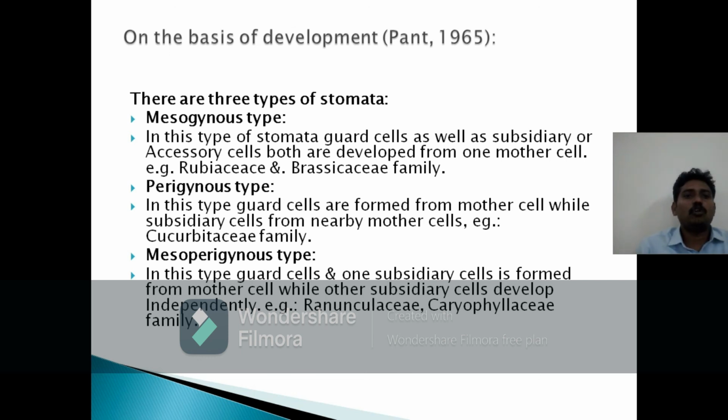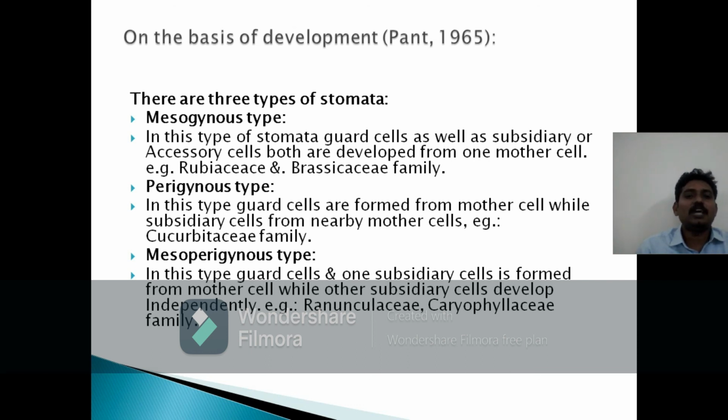Next one is on the basis of the development of the stomata, Pant 1965. According to Pant 1965, there are three types of stomata: the mesogenous type, the perigenous type, and the mesoperigenous type. So what is meant by the mesogenous type of stomata?